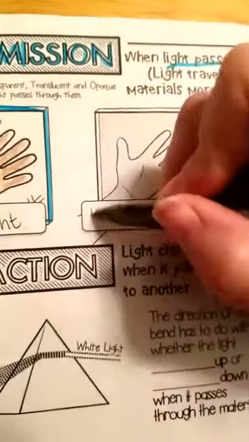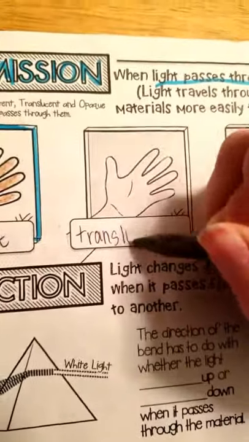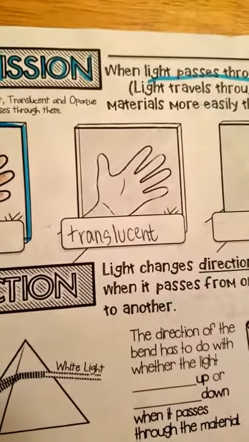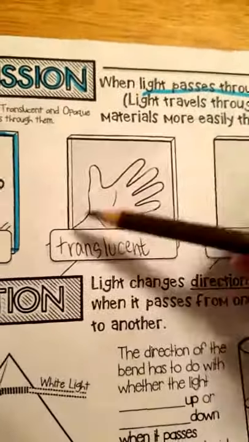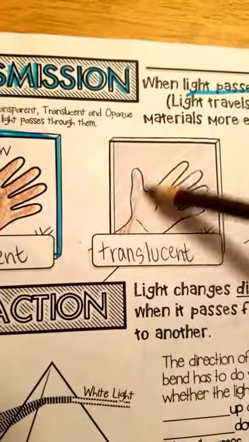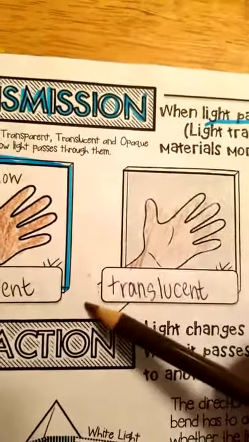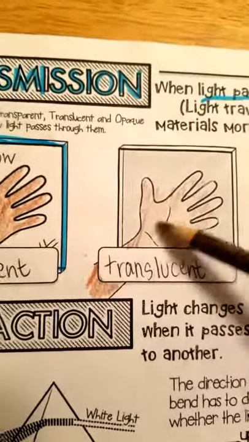Okay. Now, the next one, there might be a new word for you. I'm not sure. It's called translucent. Translucent is kind of sort of see-through. So this hand is going to be through there, but it's going to be kind of blurry. It's not going to be just like the original. You can see part of his arm down here.